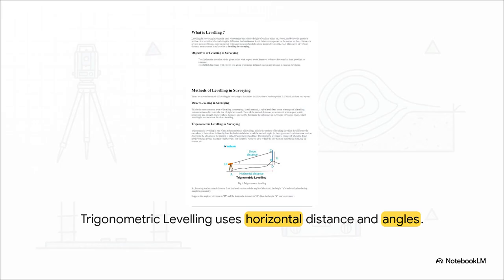But hey, what if you can't physically place a staff on a point? Let's say it's the top of a mountain peak or some towering antenna. That is where indirect methods come in, specifically trigonometric leveling. In this case, direct staff readings are entirely replaced by good old trigonometry. By simply measuring the horizontal distance from the instrument to the target and reading the vertical angle of elevation, we can mathematically calculate the height of completely inaccessible points.